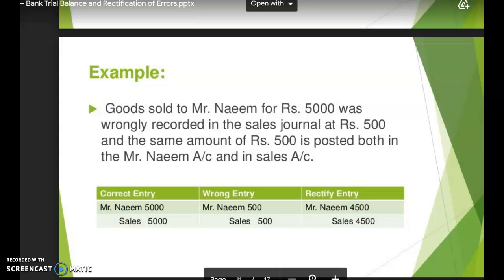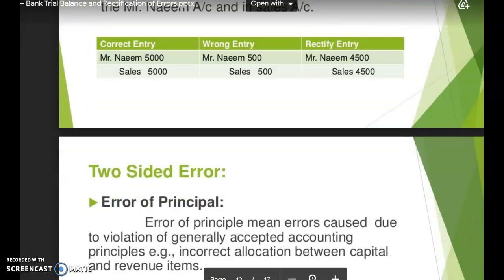If we debit 4,500 in the Naeem's account and also credit 4,500 more in the sales account, the result will automatically be that Naeem account's balance comes to 5,000. See, in the rectify entry 4,500 is debit in the Naeem's account. In the wrong entry 500 is there. So 4,500 plus 500 results in debit of Naeem to 5,000. In the credit side of the sales account, in the wrong entry we had 500. In the sales account by rectify entry 4,500. The result will be that the total in the sales account comes to rupees 5,000. So this way we will rectify the entry: Naeem account now will be debited with rupees 5,000 with this rectified entry, and the balance in the sales account also comes to rupees 5,000 with this rectified entry.